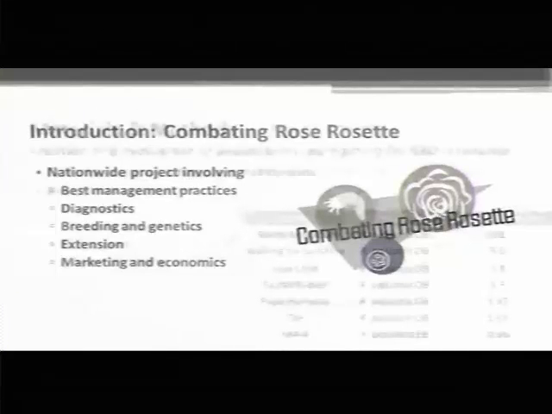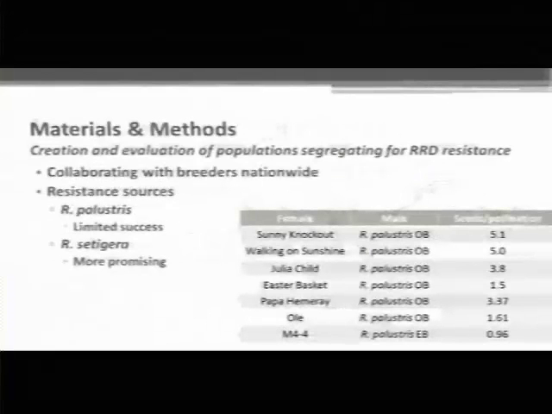So the first thing we're going to have to do for our QTL analysis is the creation of segregating populations. This is a little bit complicated by the fact that we don't know anything about the inheritance of resistance, but fortunately we have some help. We're collaborating with breeders nationwide who are making crosses for us and sharing what they find. We have 2 resistance sources that are going to contribute to our populations. These are the diploid species, Rosa palustris and Rosa setigera.